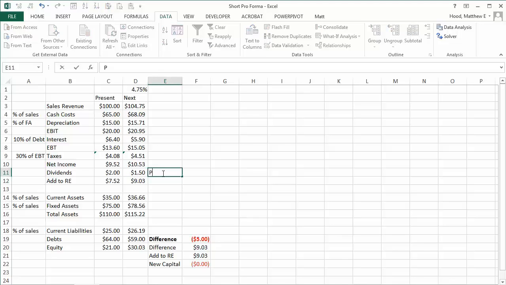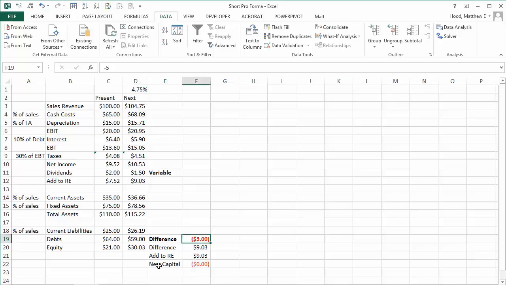This is a variable I'm messing with. Okay. To be $1.50, and if I do that, then if I want to have no additional raised equity capital, then I would take a 4.75%. And I found that the same way I was before with the Solver and so forth. But I'm going to do some more variations.